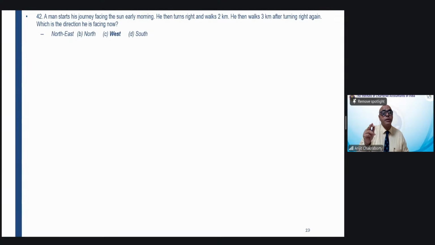He then walks 3 kilometers after turning right again, phir se. That means he is now moving towards the western side 3 kilometers. In which direction is he facing? Question number 42, easy question, direct answer, west, Paschim Disha. I think many of our students have given the right answer. Majority have given the right answer. Western side, yes. Garvit, Angel, Muskan, very good. Tejaswini, very well done. Priyanka, very well done.